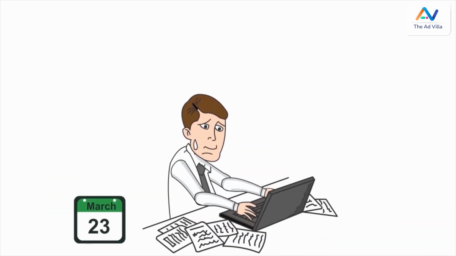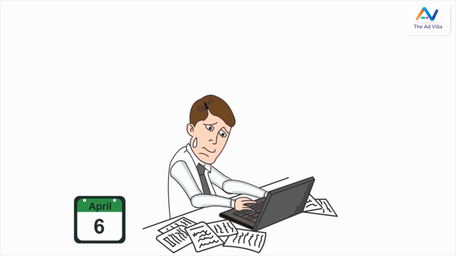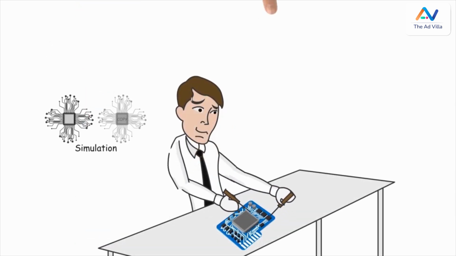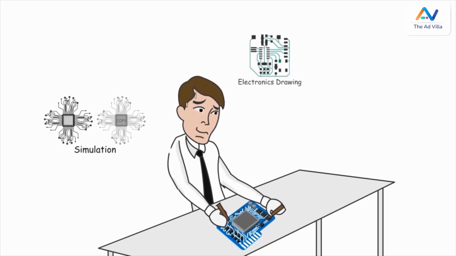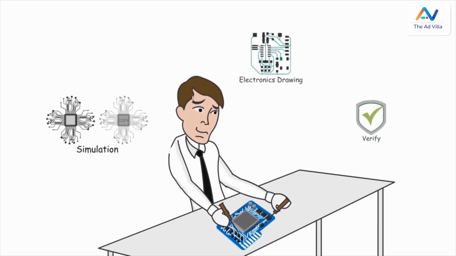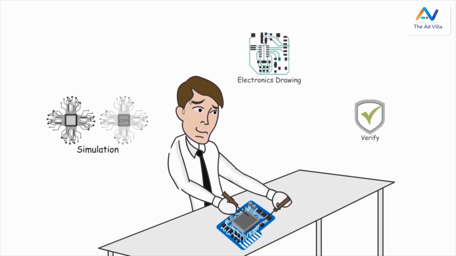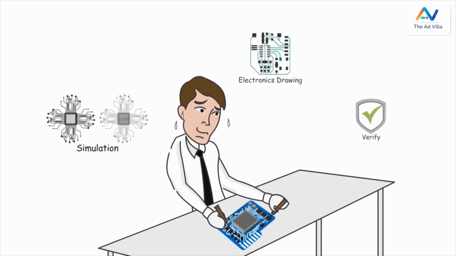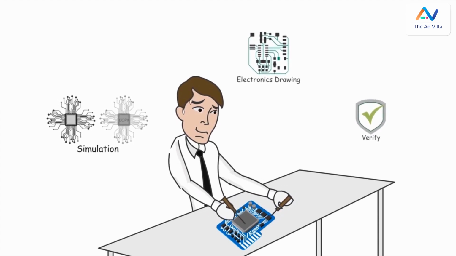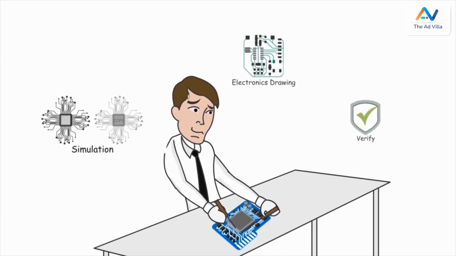To do all this, there are a number of component data sheets he needs to read, simulations to be done, electronics drawings to be made, and a final design to be verified. He works hard to ensure that nothing is wrong in his design, as he understands if errors are found during testing, then it will take months to rectify the design.